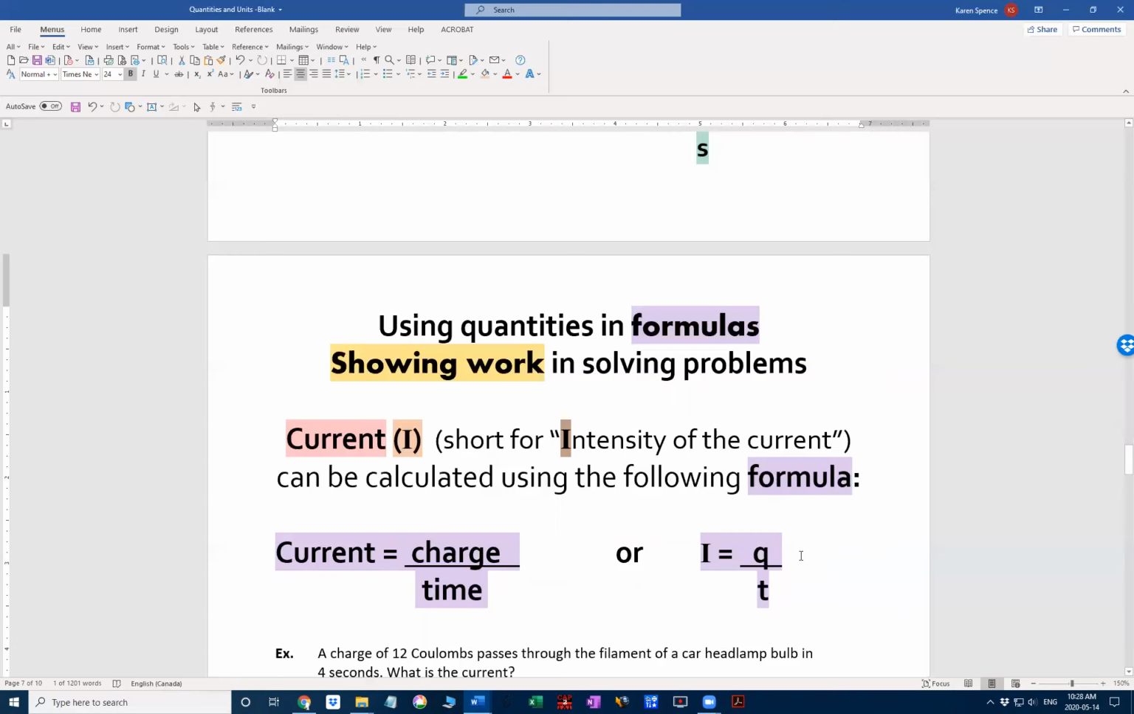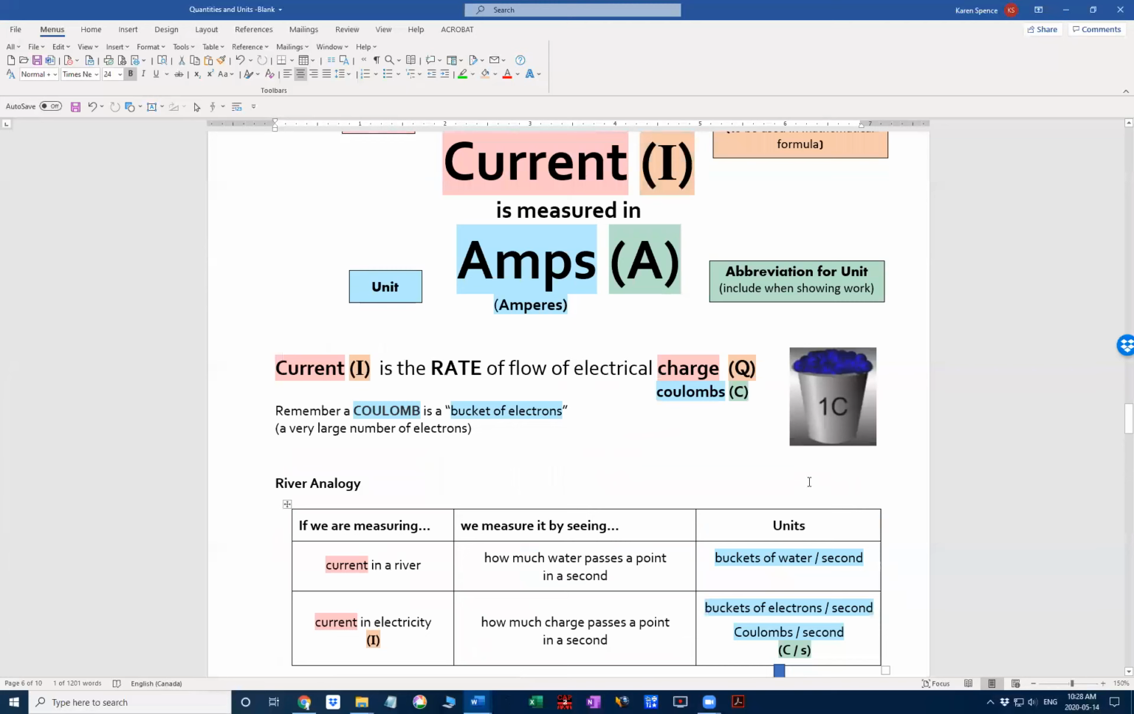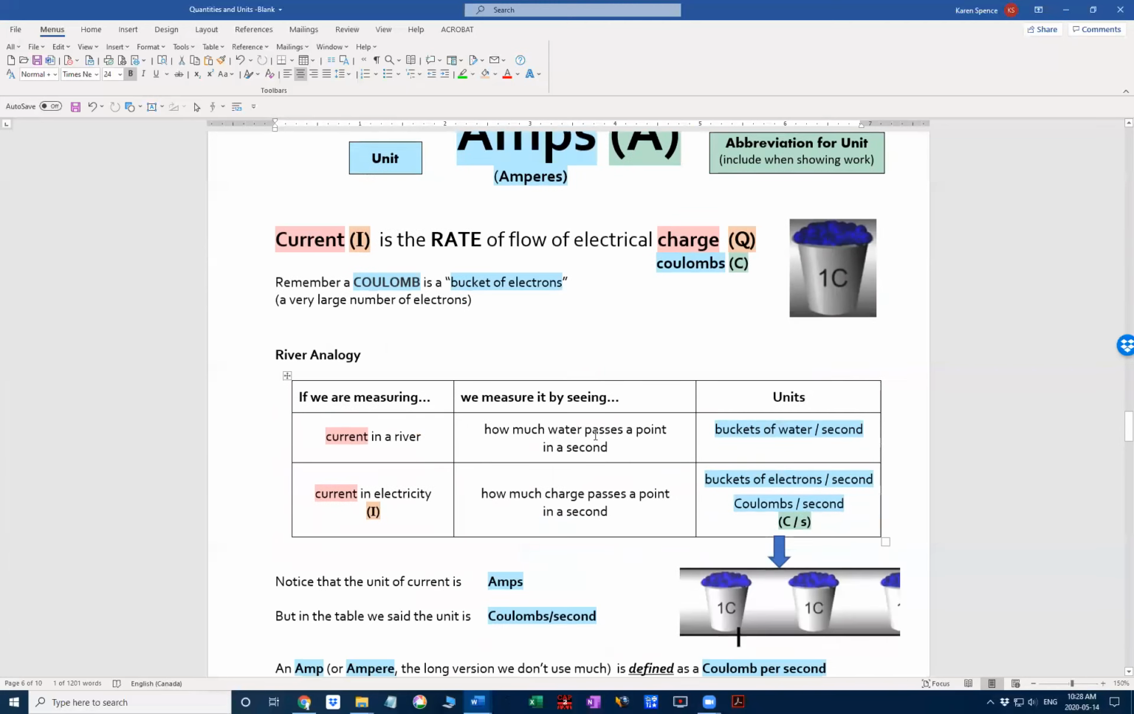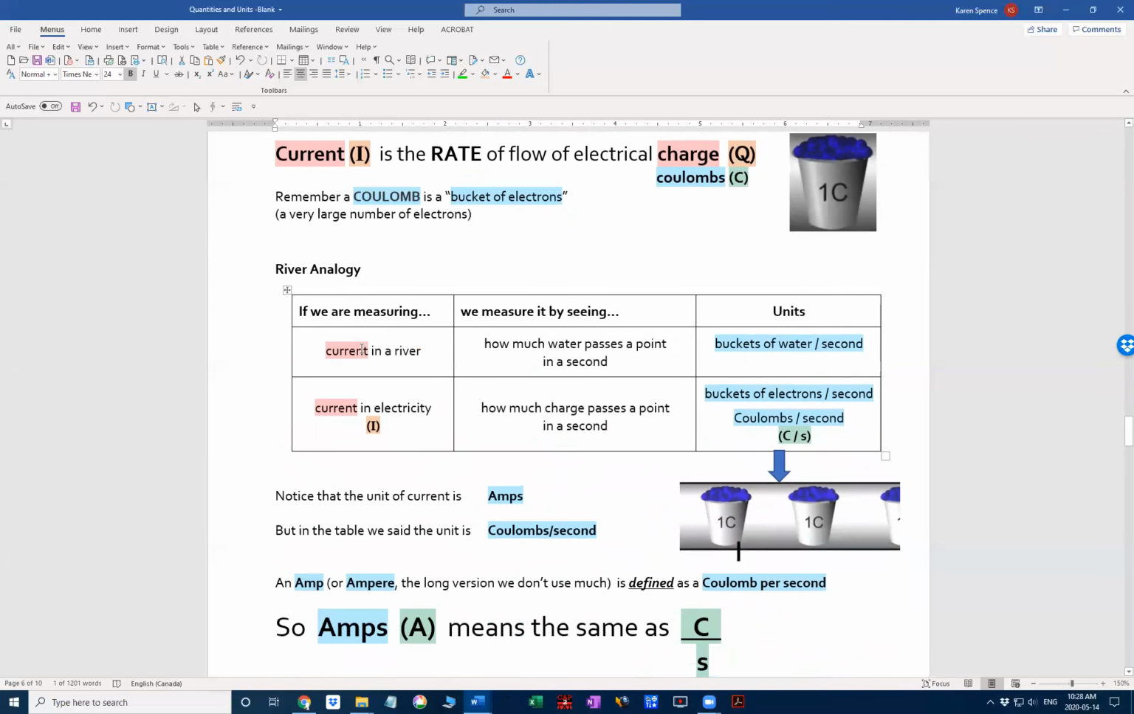Okay. So looking back at our river analogy, if we are measuring current, remember that's our quantity, so it's in pink, we measure it by seeing how much water flows past a point in a second. And we could measure that in buckets of water per second. Our unit is in blue.